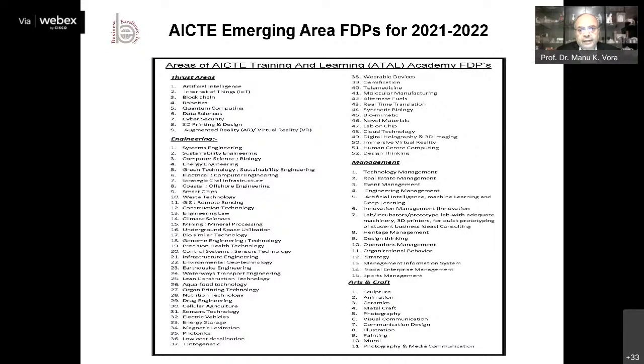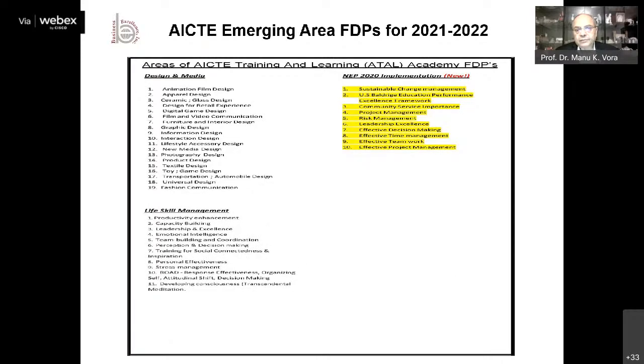Now, around January, February, I was interacting with Dr. Soni, who was managing the Atal FDP at that time. He has moved on to another assignment in the digital platform at AICTE. But they had about 127 emerging areas FDPs identified for 2021-2022. And my suggestion of 10 specific emerging area FDPs for NEP 2020 implementation was accepted and included. And several of these FDPs have been delivered by various educational institutes. And I'll share one example from the BVVS Polytechnic in Bagalkot itself on the Baldrige Performance Excellence Framework for Education, which was carried out in the early part of August of this year.